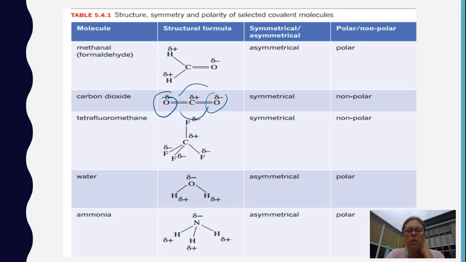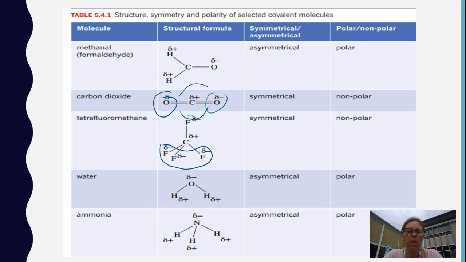Now, with our tetrafluoromethane here, we have got four fluorine atoms around a central carbon atom. Because of that, it's considered symmetrical. They are four atoms of the same type, and it's making it non-polar.